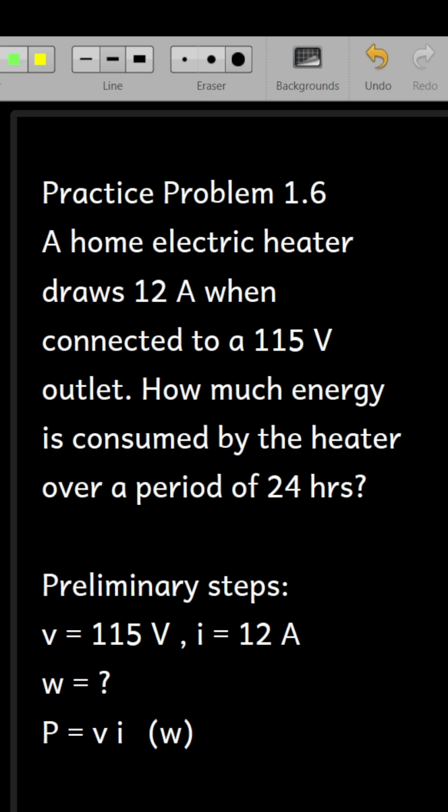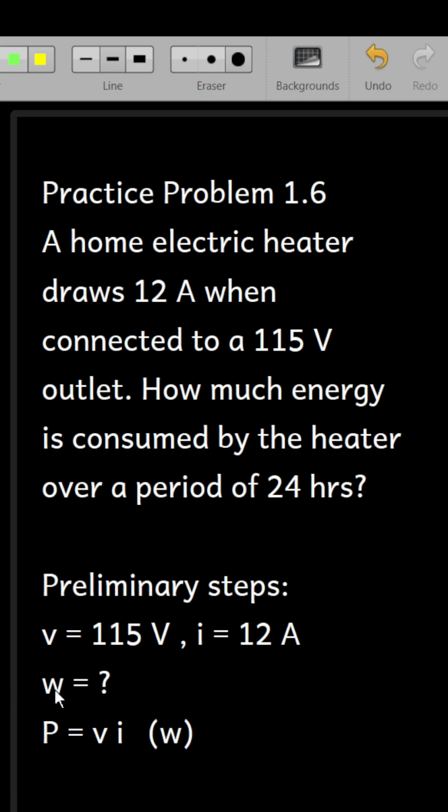So first we need to collect the data, what is all given here. Voltage is 115 volts and I, the current, is 12 amps. And the question asked is how much energy. Energy means it is work done. So how much work done is there?